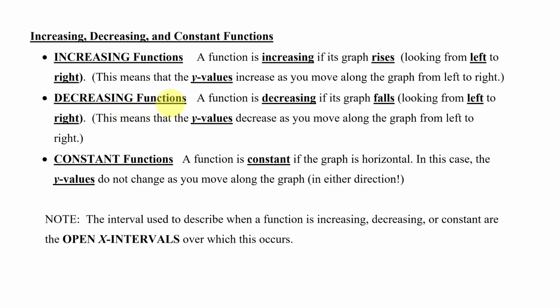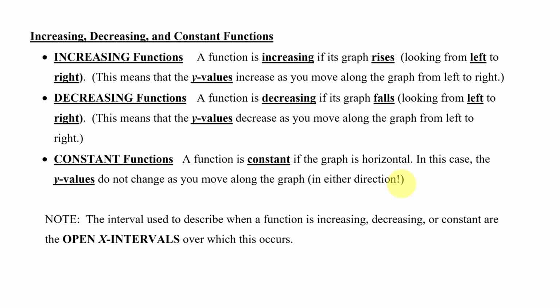Next, decreasing functions. A function is decreasing if its graph falls, again looking from left to right. This means that the y values decrease as you move along the graph from left to right. And finally, constant functions. A function is constant if the graph is horizontal. In this case, the y values do not change as you move along the graph in either direction.